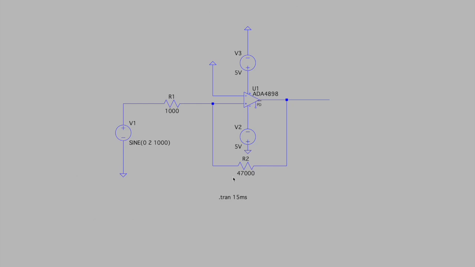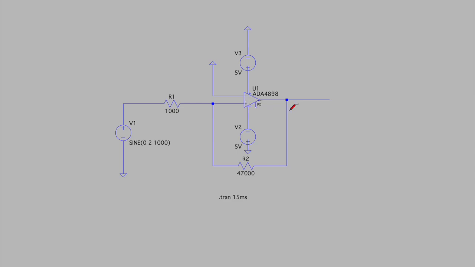Here, we can see the simulation for the operational amplifier. The voltage source into the non-inverting input over here is a sine wave with an amplitude of 2 volts and a frequency of 1 kilohertz. This is connected to a 1 kilo ohm resistor and feeds into the non-inverting input.